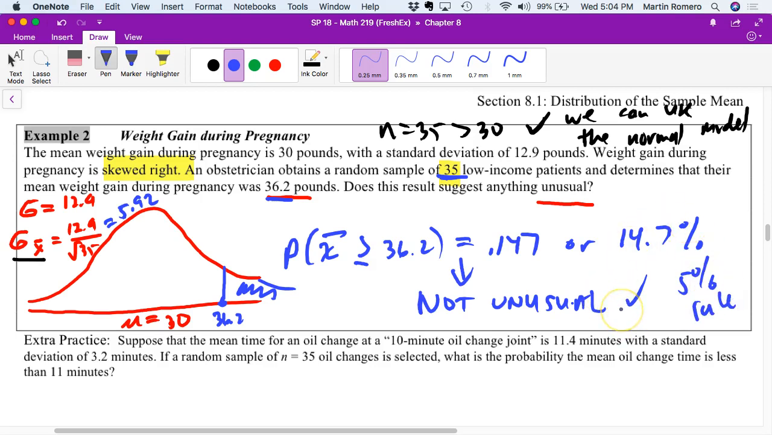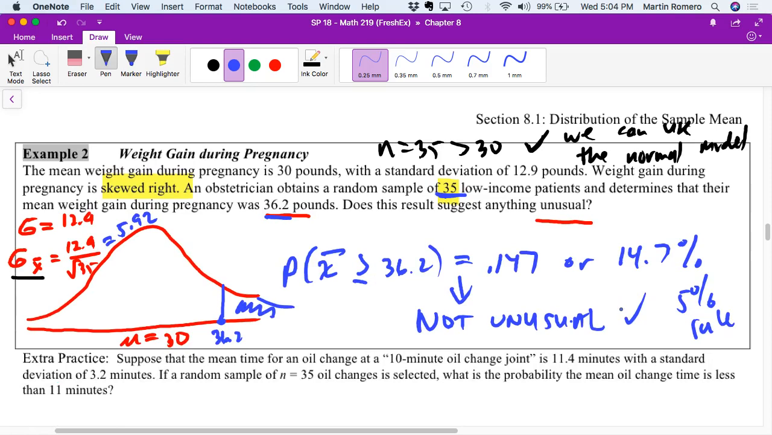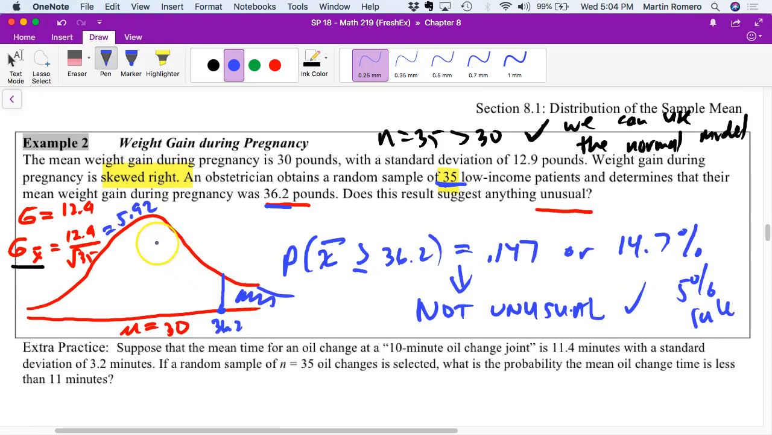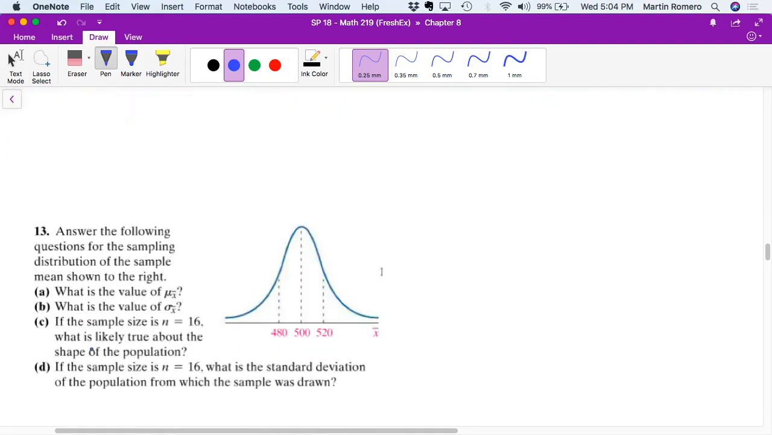So that's it. 8.1 is very similar to 7.2, just using the adjusted standard deviation. That's the end of part 3. We'll do these practice problems in class.